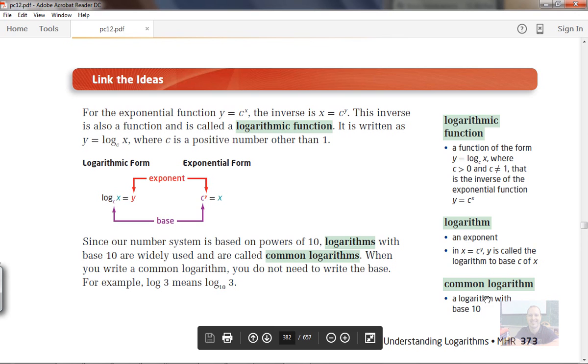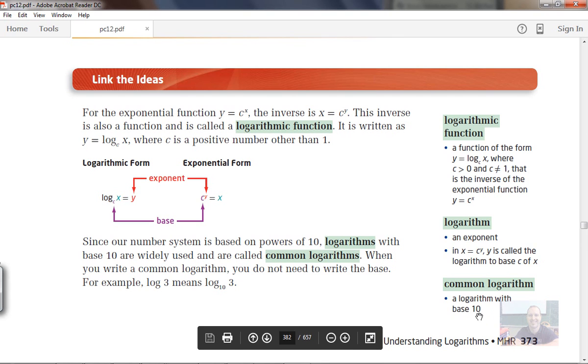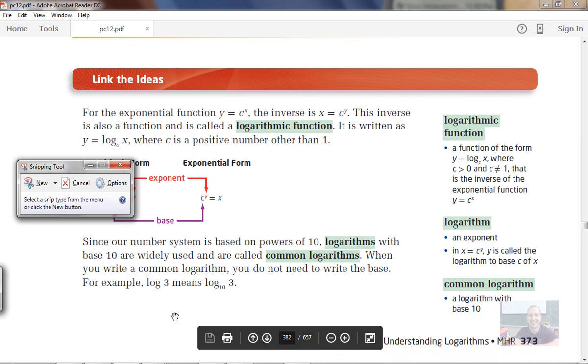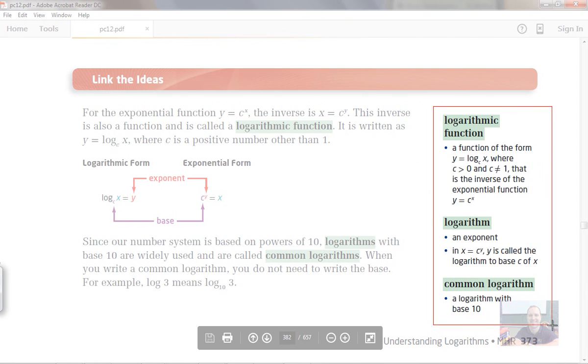Okay, and then one other thing here with the calculator, the log on your calculator is always base 10 because our number system is base 10, and that's called the common logarithm. So you might want to write this down, common logarithm. Okay, base 10, I'll throw that in the notes there. Actually, maybe do all this in the notes.